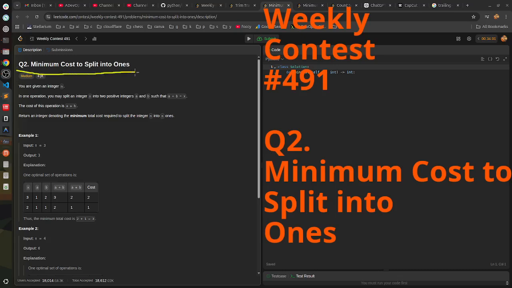LeetCode Weekly Contest 491, question number 2: Minimum Cost to Split into Ones. In this problem, we are looking for a minimum total cost, where the cost is a times b.